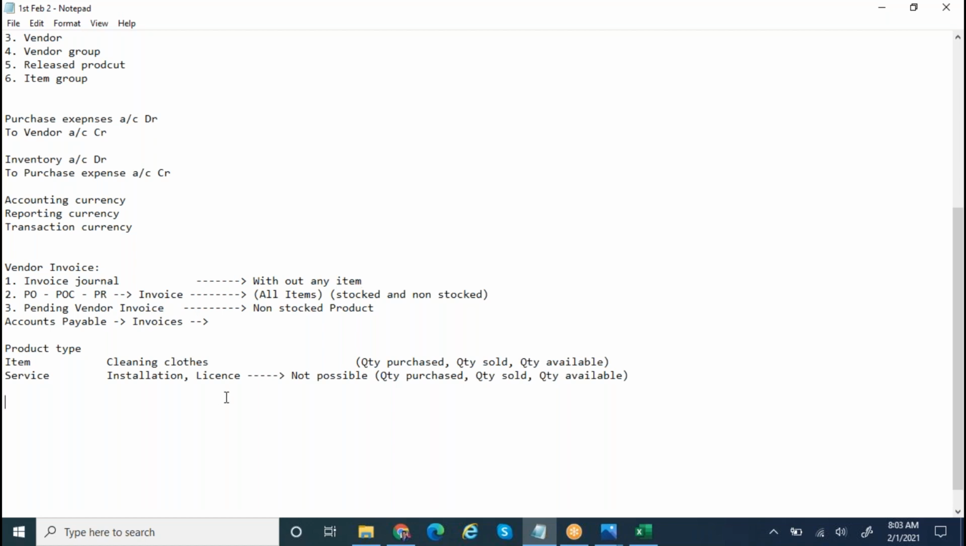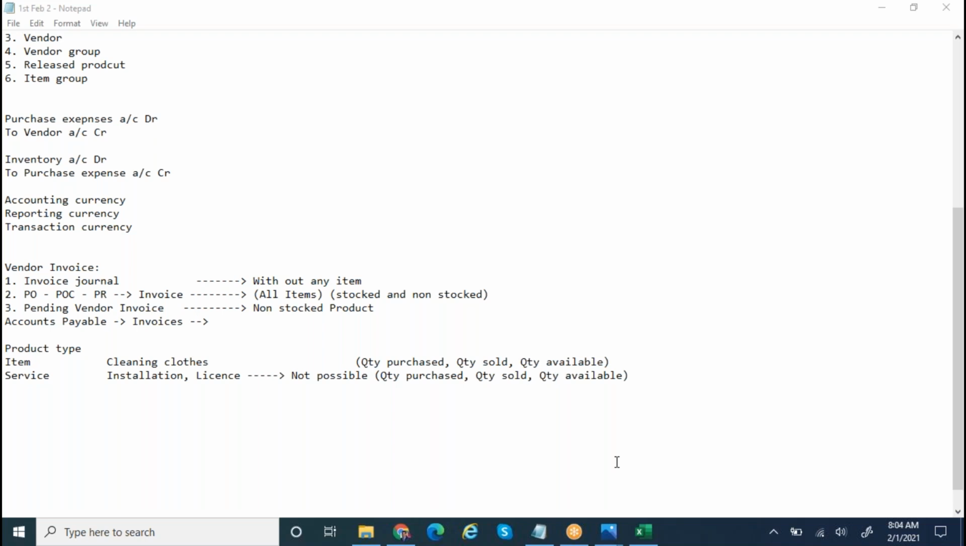So one question here. You gave cleaning cloth as a non-stock product example. But if you're making a pending vendor invoice and not showing it as stock, how are you going to track it? For example, 1 million cleaning cloths have been ordered, but how are you going to decide on a monthly basis how much has been consumed and how much wastage has been done?